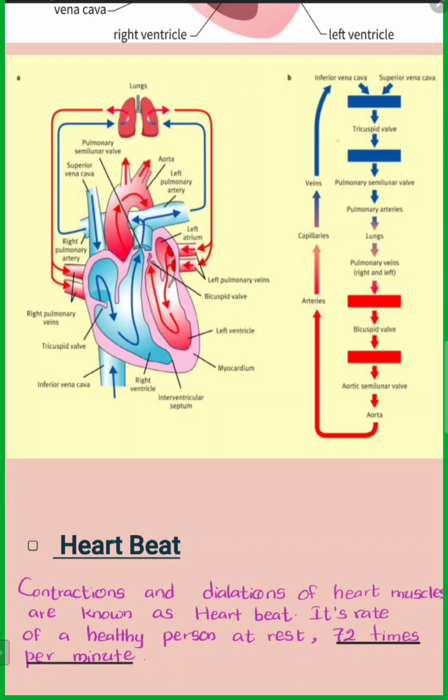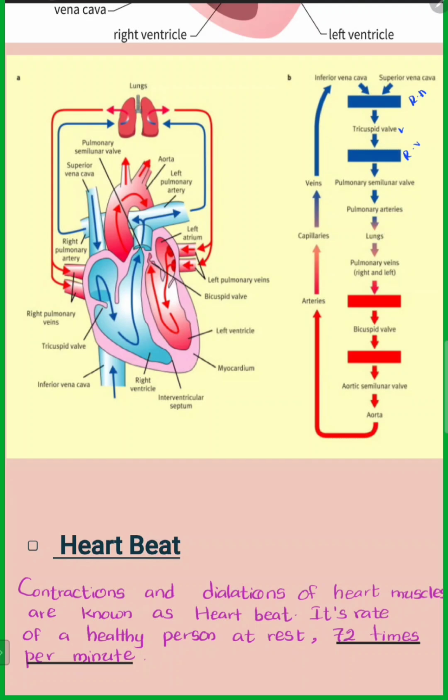From this flow chart, you can see the inferior vena cava and superior vena cava bring blood into the right atrium. After the right atrium contracts, it enters the right ventricle by opening the tricuspid valve in between the right atrium and right ventricle. After the right ventricle contracts, the blood enters the pulmonary artery by opening the semilunar valves. Then it gets oxygenated in the lungs.